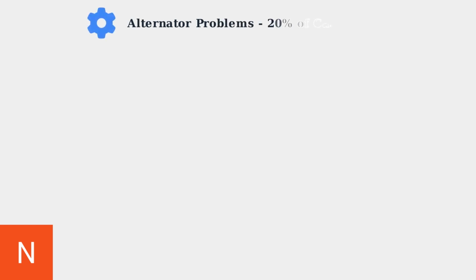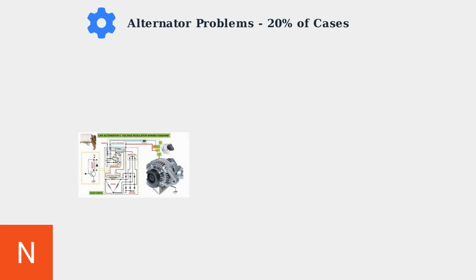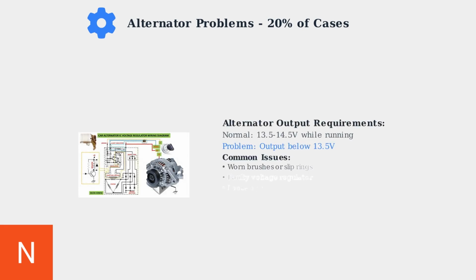The second most common cause is alternator problems. The alternator charges your battery while the engine runs, and when it fails, you'll experience these exact symptoms. A healthy alternator should output 13.5 to 14.5 volts while the engine is running. Common alternator problems include worn brushes, a faulty voltage regulator, or a loose serpentine belt affecting operation.